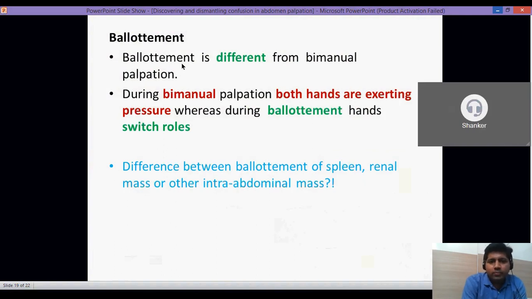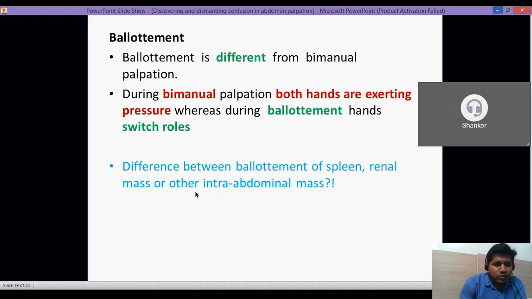Next thing is the ballottement. Now there is a difference between bimanual palpation and ballottement, and these words are usually spoken with respect to kidney palpation. You are able to palpate the kidney either by bimanual palpation or ballottement. So let's look at what is the difference. During bimanual palpation, both hands are exerting pressure, whereas during ballottement, hands switch roles. The next slide will make it clear for you.